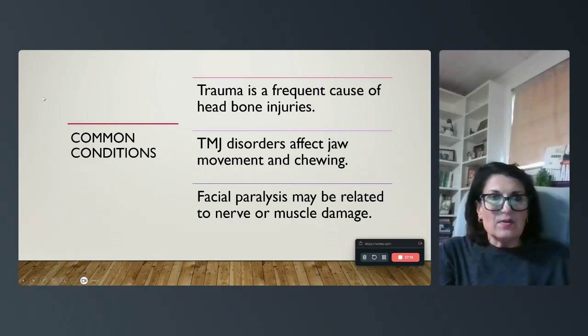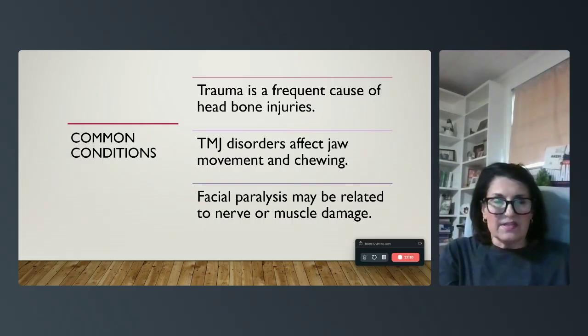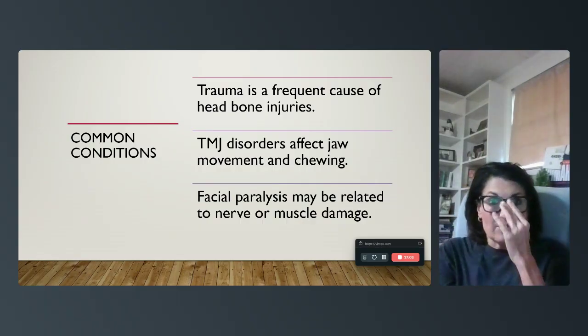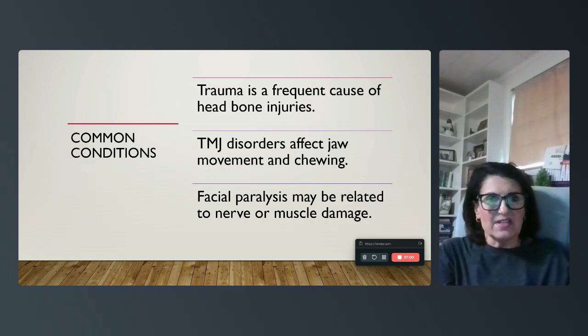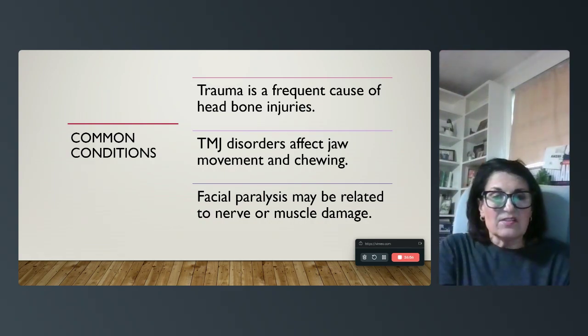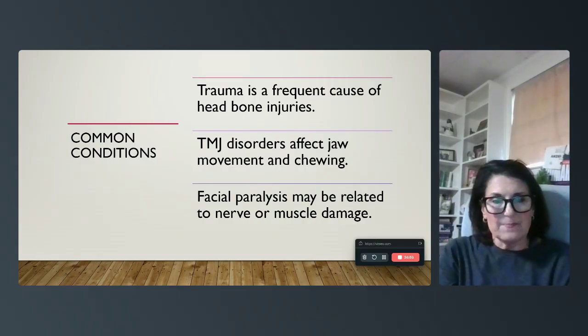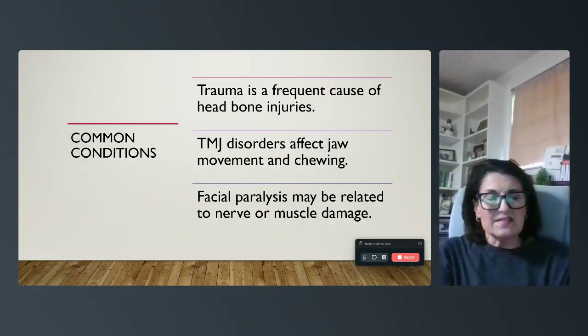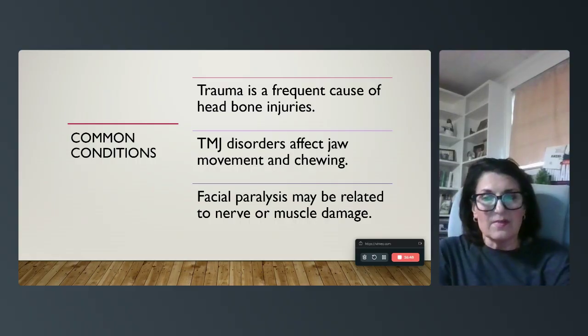Trauma is a frequent cause of head bone injuries, of course. TMJ, if you don't know what that is, it affects the jaw movement and chewing. A lot of people suffer from that. They clench their teeth at night. We talked about the other term for teeth grinding, which is bruxism, and sometimes that is what leads to TMJ. And then facial paralysis may be related to nerve or muscle damage.